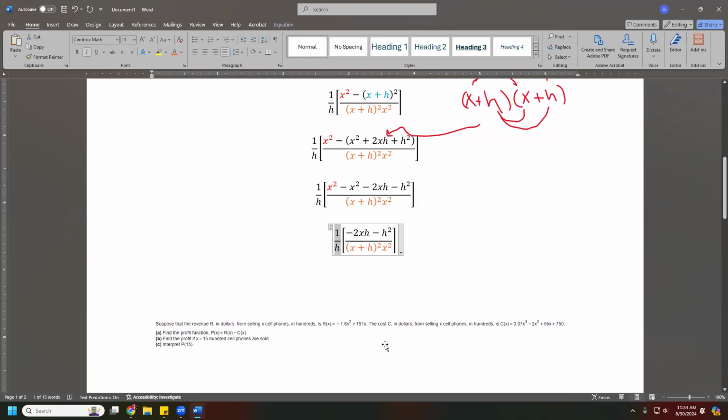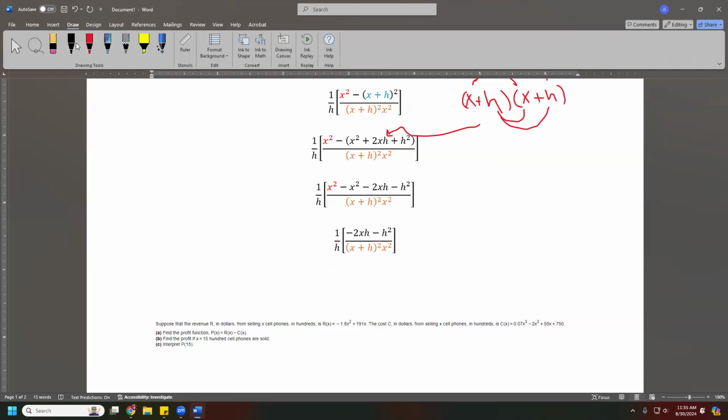Finally, I see this 1 over h in the front. This is another way to say divide by h, right? We established that in the very beginning. What I see here is I have an h in this term, and I have two h's in this term. So one h is going to cancel out from this guy and from this guy. So real quick, just to draw these lines, I'm saying x squared minus x squared cancels out to give me this line. And now 1 over h cancels this h out.